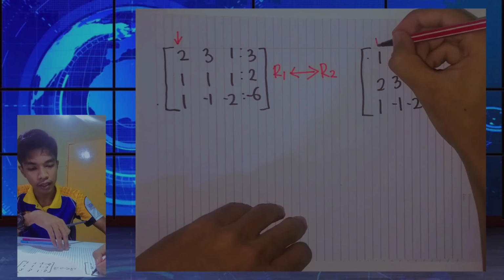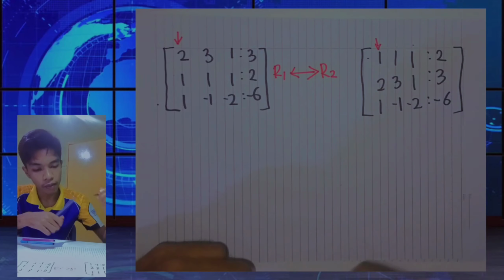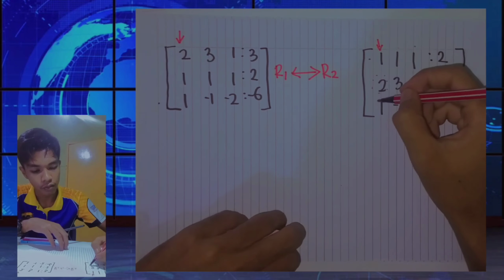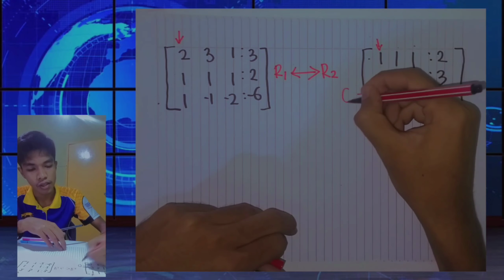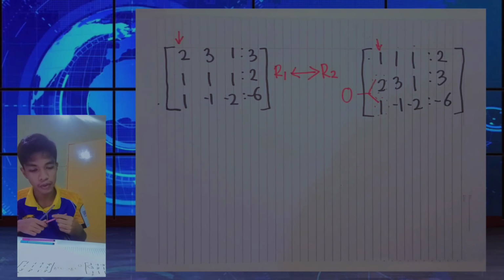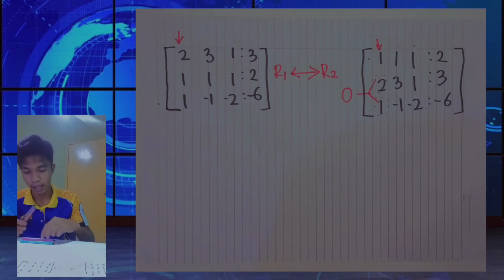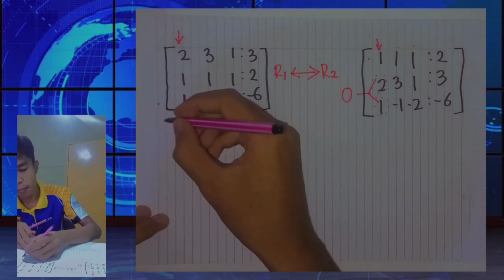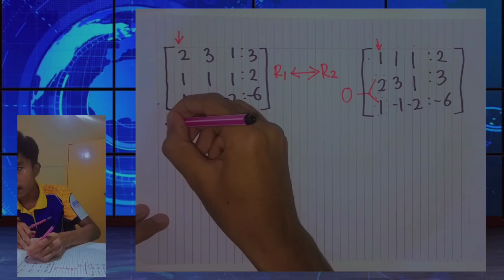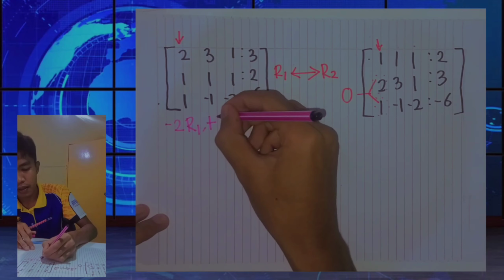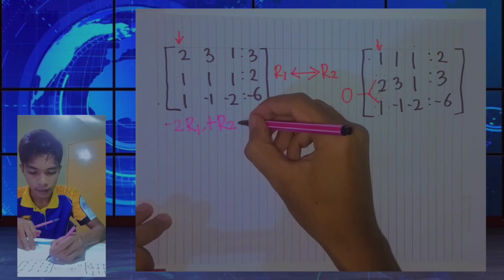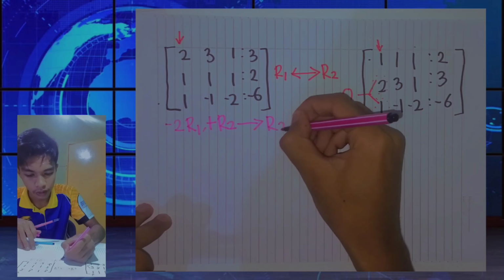We already get the leading one here, but the problem is we need to eliminate all the numbers in the first column to make them become 0. So the operation we need to do is multiply -2 with row number 1 plus row number 2 and put the answer in row number 2.